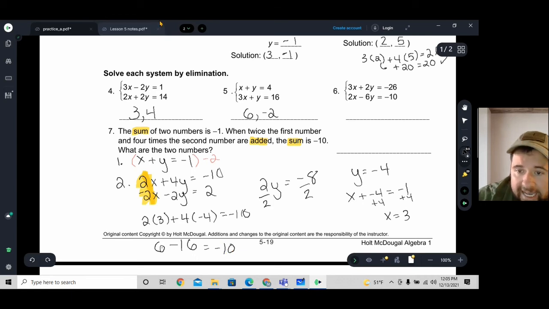All right, I need everybody to open up their check for understanding number 2. There are, I believe, 3 questions. I'm going to work on it and then we will go over it. So let's get cracking.